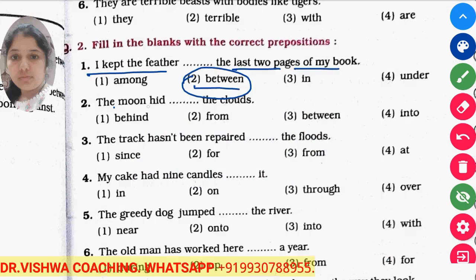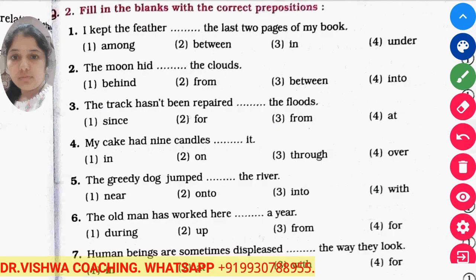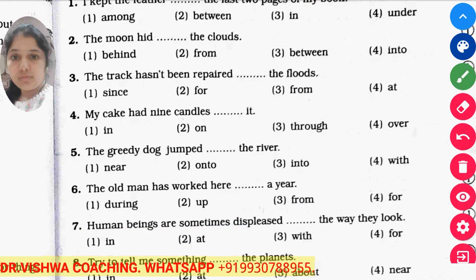The moon hid dash dash the clouds. The given options are behind, from, between and into. Now there are clouds and the moon does not go into the clouds, not from the clouds, not between the clouds, it goes behind the clouds. Okay, so the correct option is behind. The track hasn't been repaired dash dash the flood, and the given options are since, for, from and at. So when the flood came, after that the track hasn't been repaired. So since is the correct preposition which completes the sentence meaningfully.